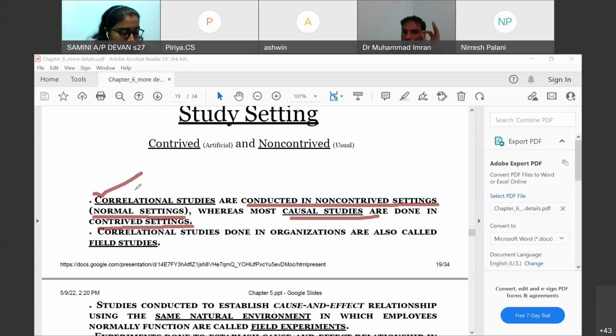Basically, our discussion of the main topic is correlational and causal research. For correlational research, always a natural environment. For causal research, always an artificial environment. Correlation studies done in organizations are also called field studies.